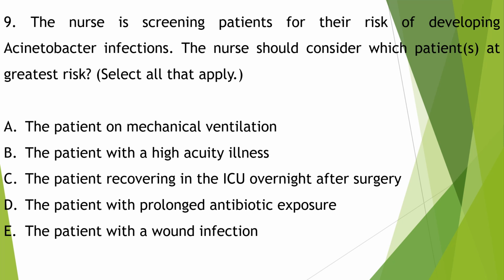So the risk factors for multi-drug resistant Acinetobacter baumannii infections and colonization include recent surgery, central venous catheters, tracheostomy, mechanical ventilator, enteral feeding, exposure to antimicrobial agents, and the underlying severity of illness. Other risk factors include prolonged hospitalization, ICU admissions, prior hospitalization, and nursing home residence. So here the answer is the patient on mechanical ventilation, the patient with a high acuity illness, the patient with prolonged antibiotic exposure.